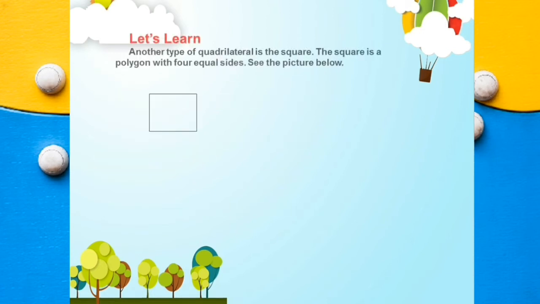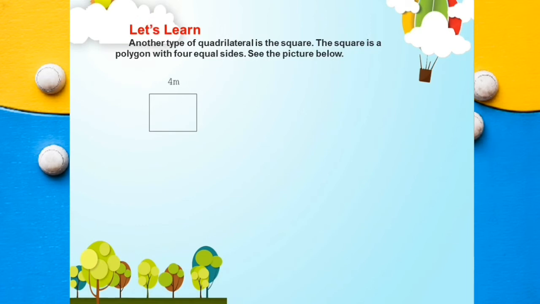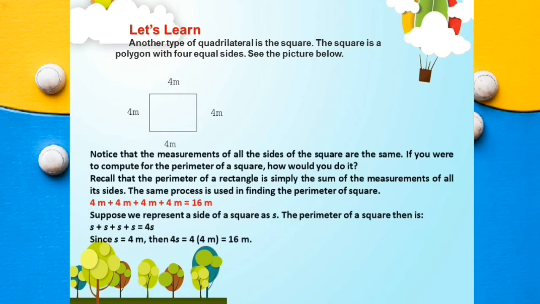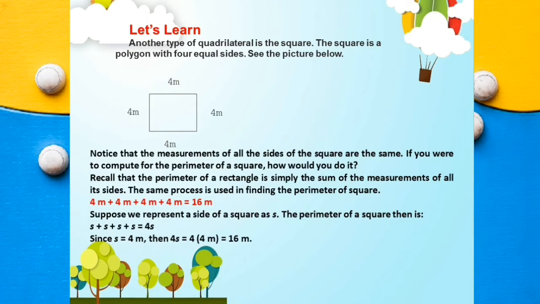Okay, so let's learn. Another type of quadrilateral is the square. The square is a polygon with 4 equal sides. See the picture below. Notice that the measurements of all the sides of the square are the same. If you were to compute for the perimeter of a square, how would you do it?